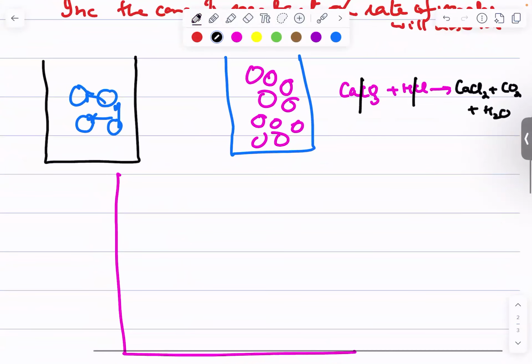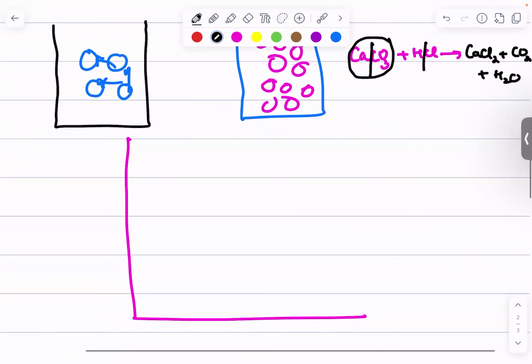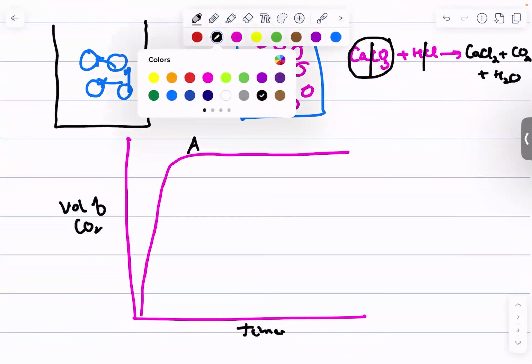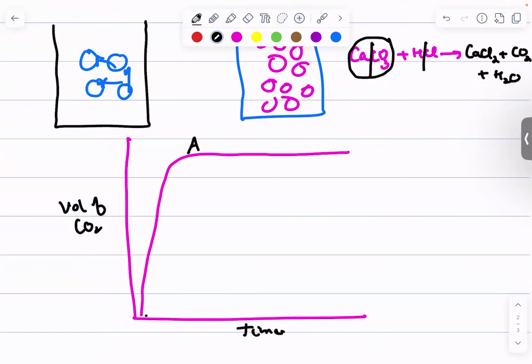Now, what do you think? I have a fixed amount of calcium carbonate, right? Now I am getting a graph of volume of carbon dioxide here and time here, right? Now, let's suppose I have two curves, and you will explain these curves to me. This is curve A and this is curve B. Now, what can you tell me about this graph?